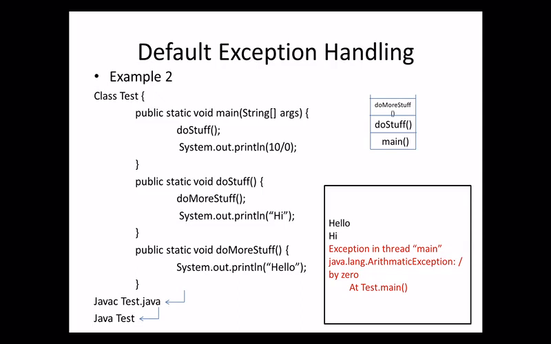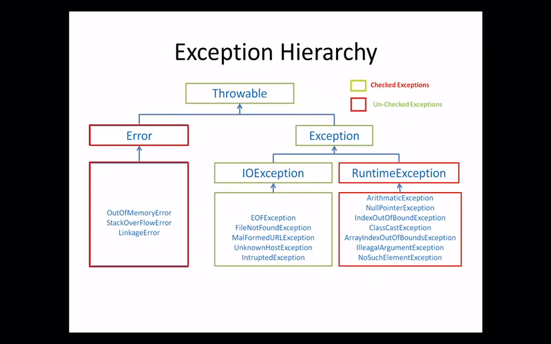So it is the responsibility of the default exception handler if we are not going to provide any handling code in our program. Okay. Now the next topic, that is exception hierarchy. Here, as you can see, Throwable is the main class for the exceptions. Basically, there are two children of this Throwable class. The first one is Error, and the second one is Exception.